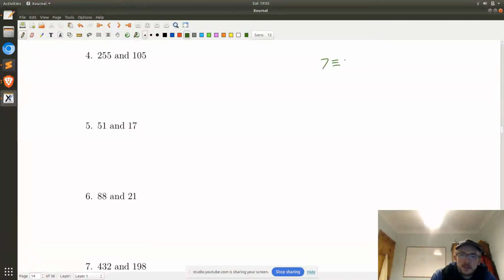7 is congruent to 1 modulo 3. All right, I'll try it.